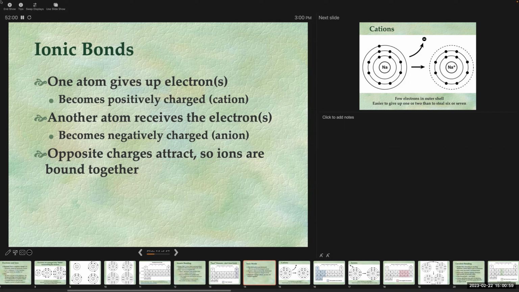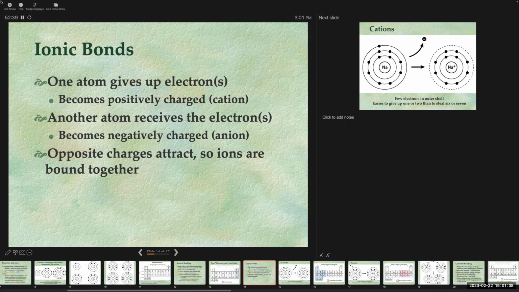But then somewhere in that same mixture, another atom receives the electrons that were given away. And when it receives either one or multiple electrons, it now has more electrons than it has protons, so it becomes negatively charged. It becomes an anion. So you've now got one positively charged atom and one negatively charged atom. Those opposite electrical charges actually attract one another. It's a common principle in chemistry and in physics that things with opposite charges will be attracted to one another.